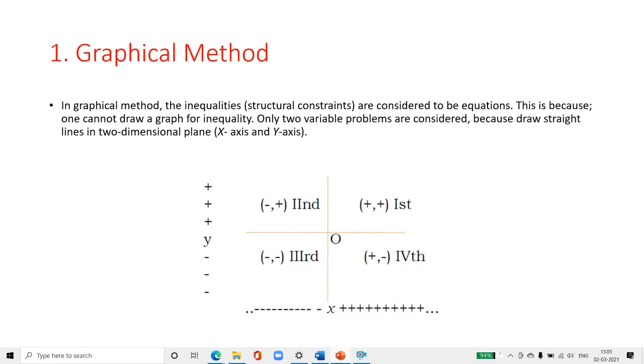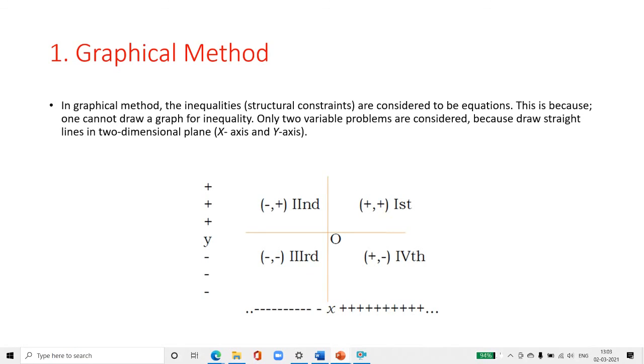In the graphical method, the inequalities, that is the structural constraints, are considered to be equations. This is because one cannot draw the graph for an inequality. We are drawing the graph for an equation only. Only two-variable problems are considered because we draw a straight line in a two-dimensional plane, the x-axis and y-axis.